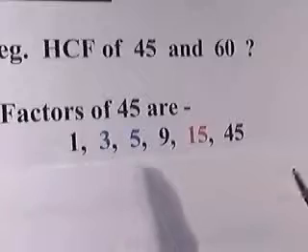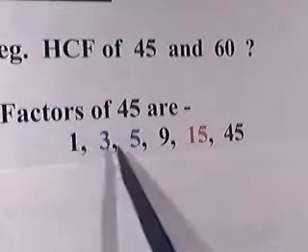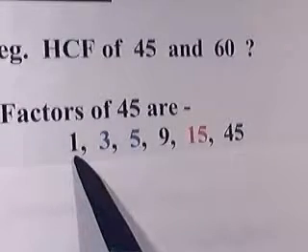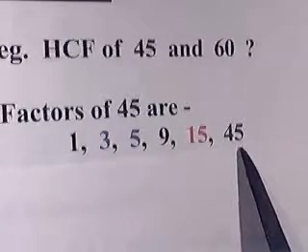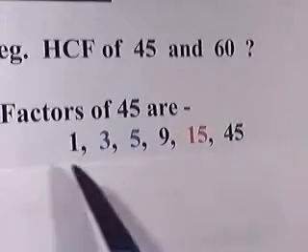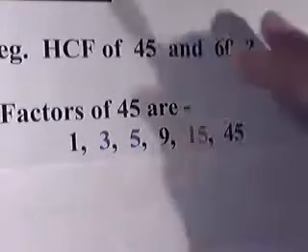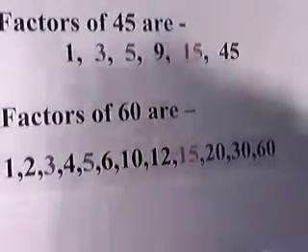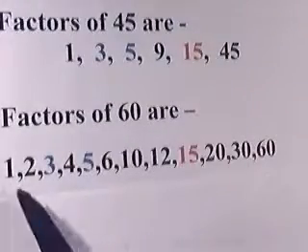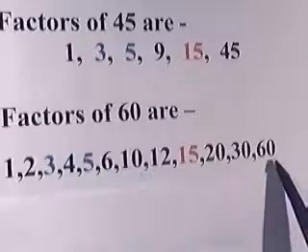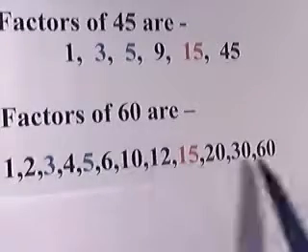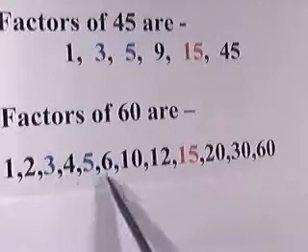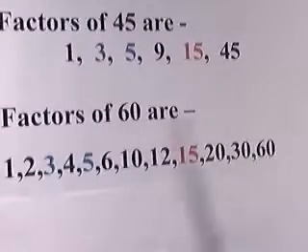Don't worry about the colours at the moment, I'll explain that in a second. But they are all the numbers which will divide exactly into 45. Don't forget, 1 must begin the list and 45 must end the list. They're the factors of 45. If I now write down all the factors of 60, it's quite a long list. Here they all are there. Must begin with 1, must end in 60. I have written down all the factors of 60.